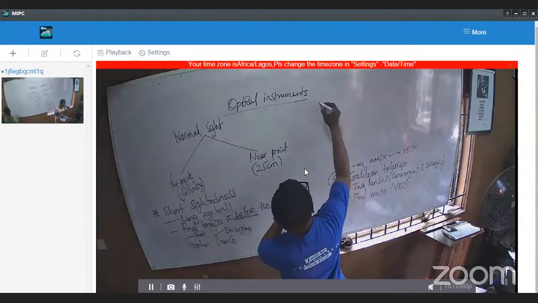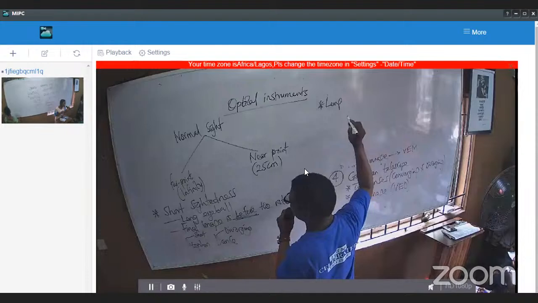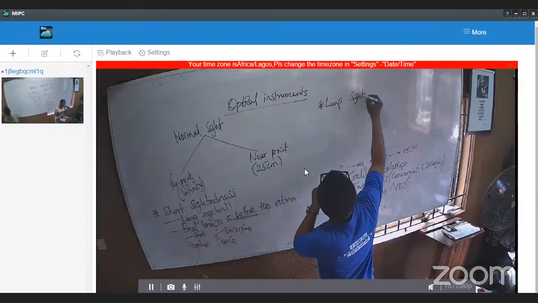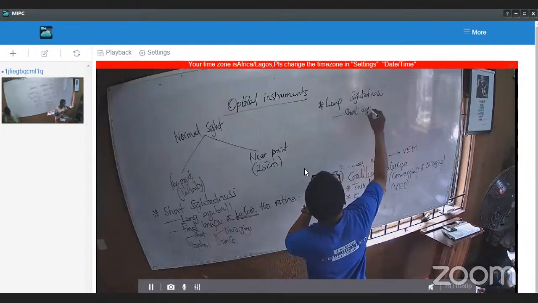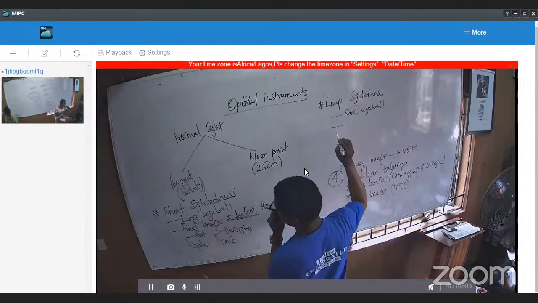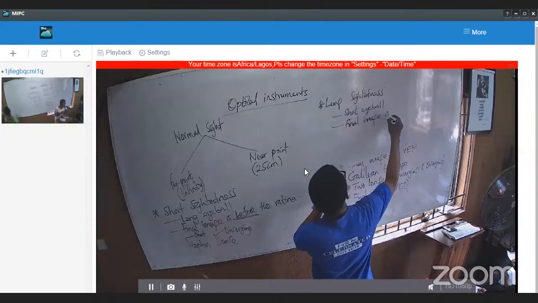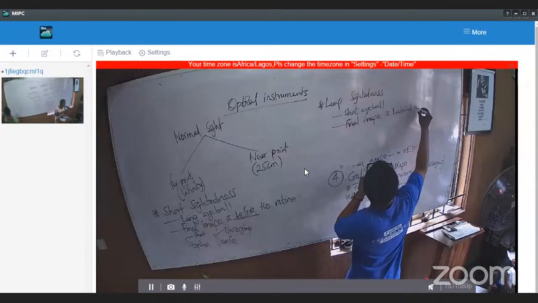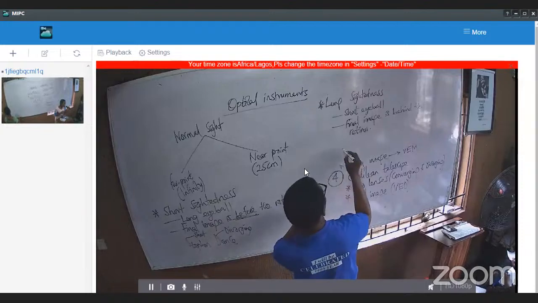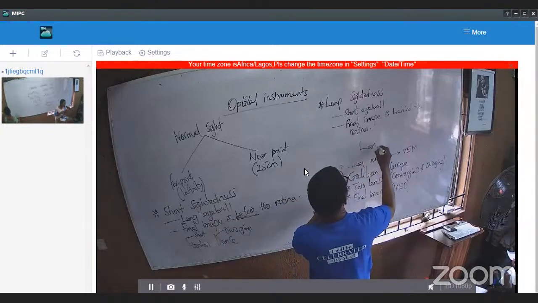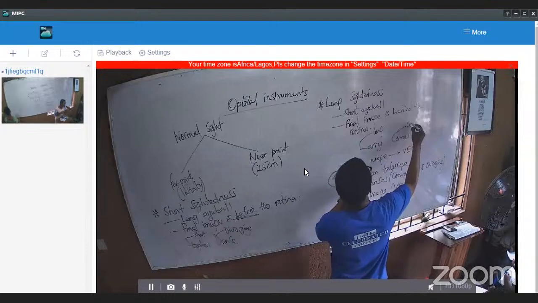Then long-sightedness. When you have a tiny eyeball. Short eyeball. Final image is behind the retina. Behind the retina. And then we have correction. For long-sightedness, you need a converging lens.